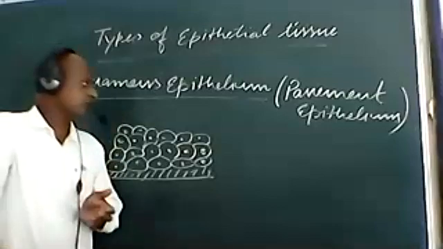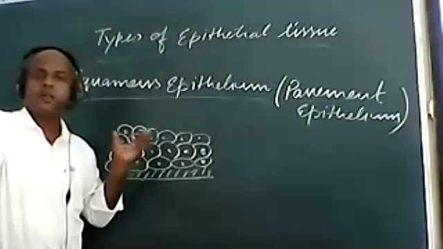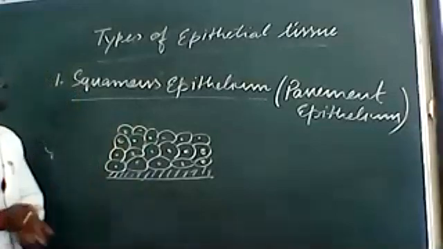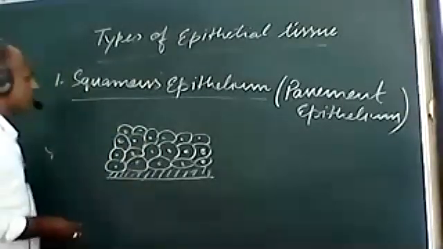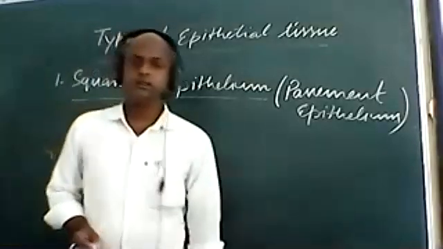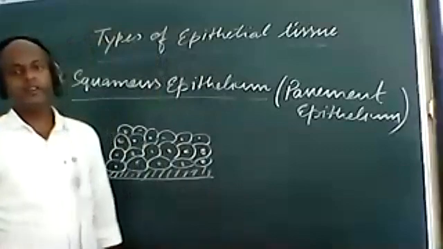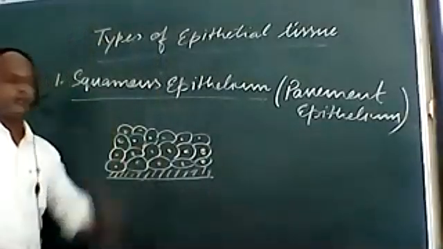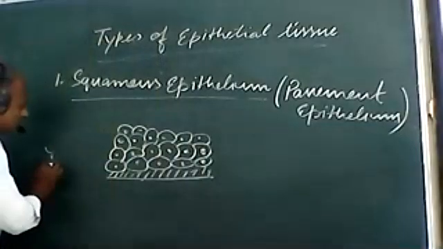And this squamous epithelial tissue is also of two types. One is called simple squamous and the other is called stratified squamous. Simple squamous and stratified squamous आप लिख सकते हो.